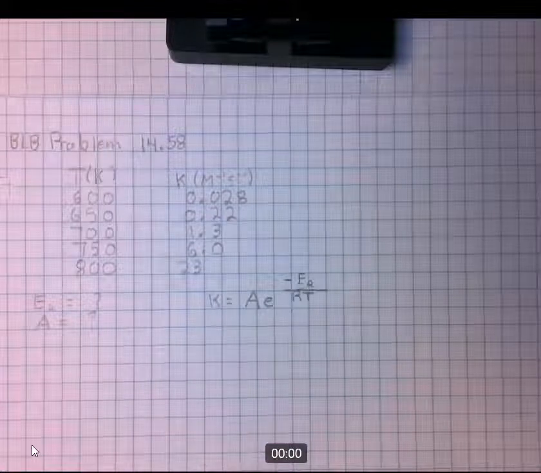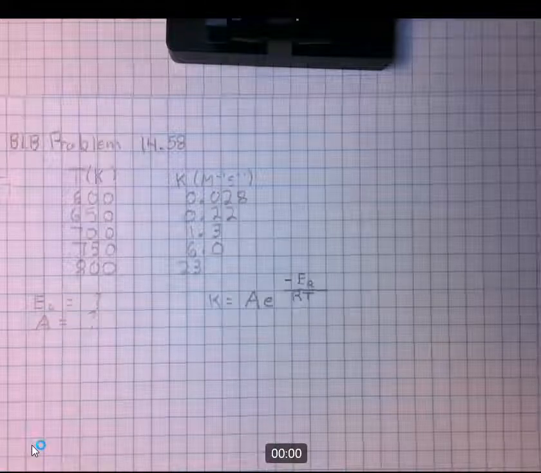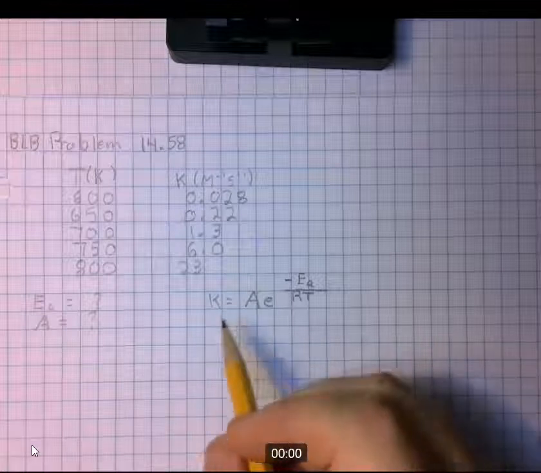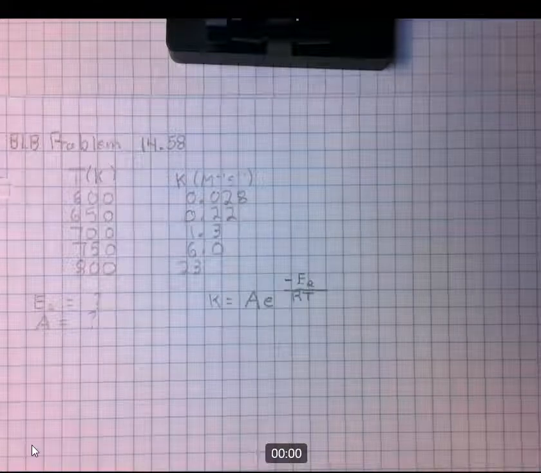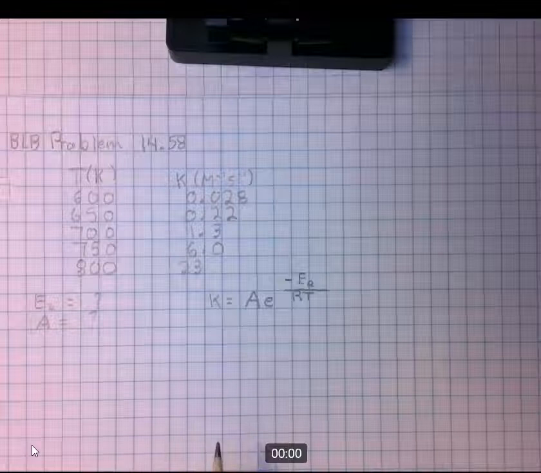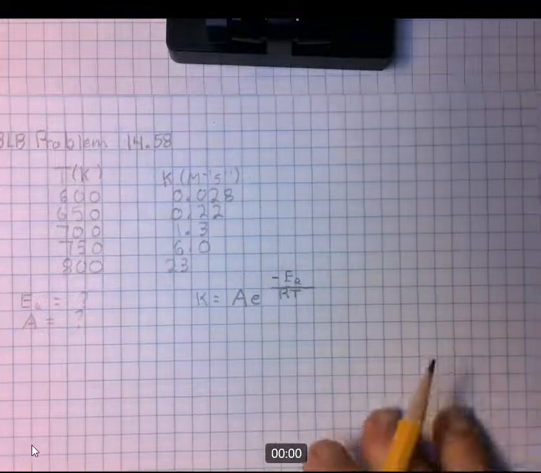Okay, so now what we want to look at then, and let's go ahead and write the linearized Arrhenius equation. So that is obtained by basically taking the natural log of everything you see here. I'm not going to do the math, I'm just going to write the equation, and what that will give you is this.